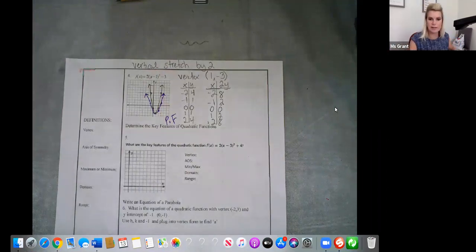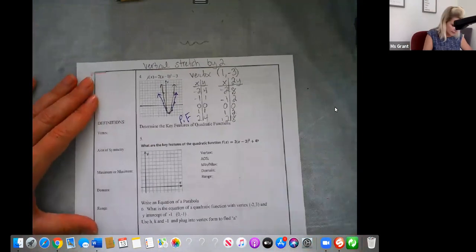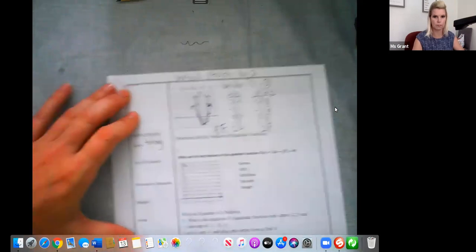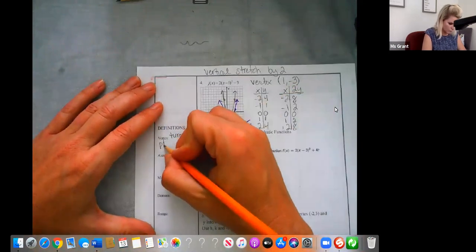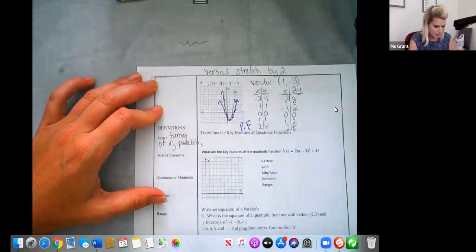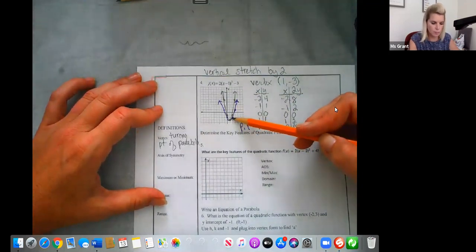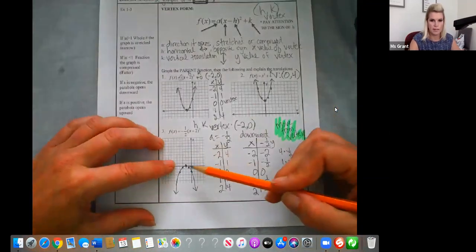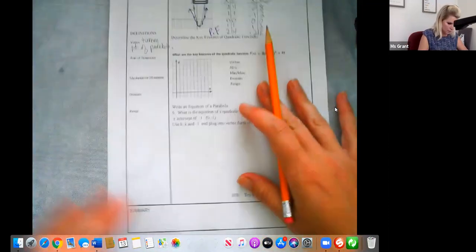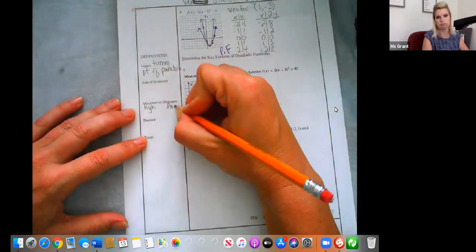All right, now we're going to determine the key features of a quadratic function. Here's all that you need to know. What's the vertex? The vertex is basically the turning point of the parabola. If it's an upward facing parabola, this is the minimum, the lowest point. If it were an upside down parabola, this vertex would be my maximum, the highest point of my parabola. So the maximum is the highest point, the minimum is the lowest point, right?